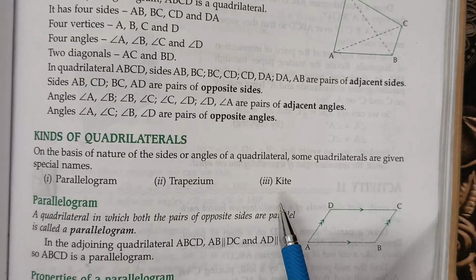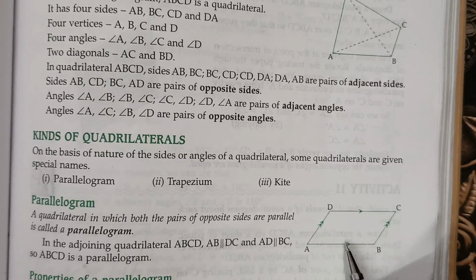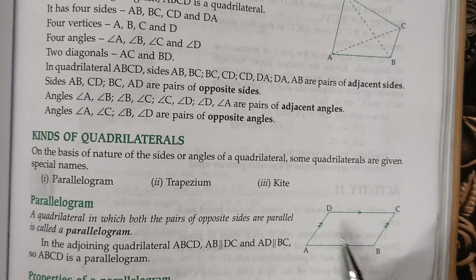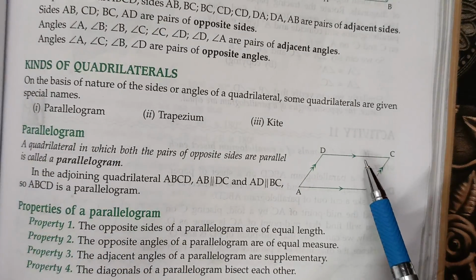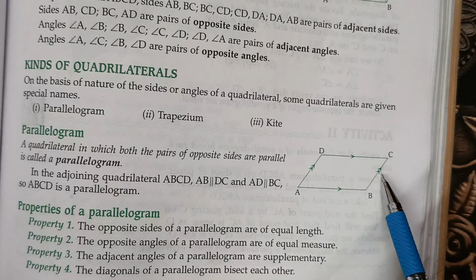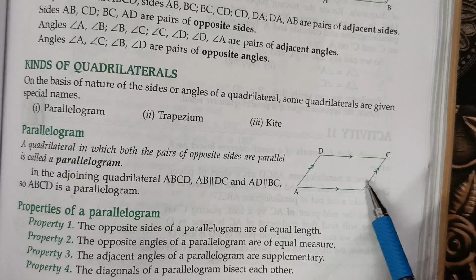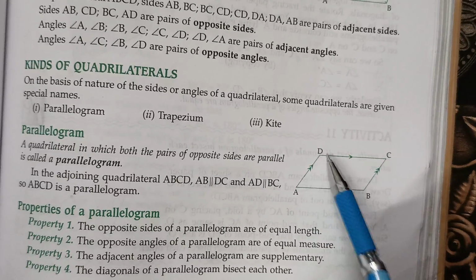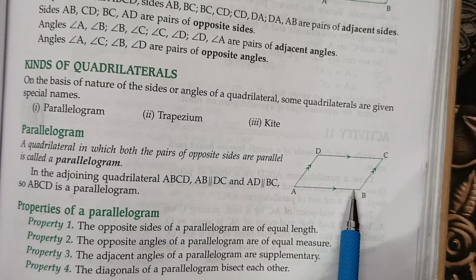Now, what is a parallelogram? It is a quadrilateral in which the pairs of opposite sides are equal and parallel. There are various properties of parallelogram which you have to learn also. First is that the opposite sides of a parallelogram are of equal length. Opposite angles are of equal measure, means angle A will be equal to angle C, angle B will be equal to angle D.